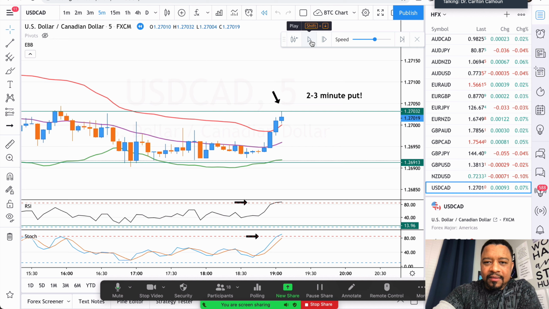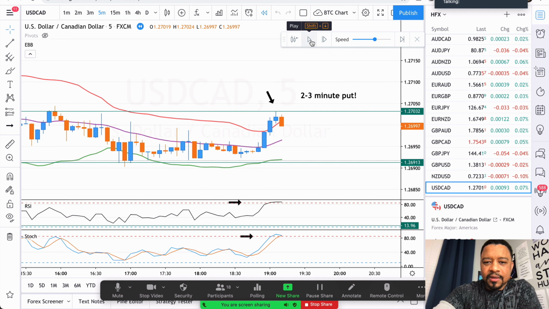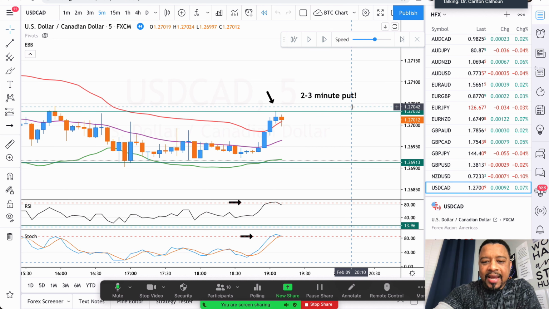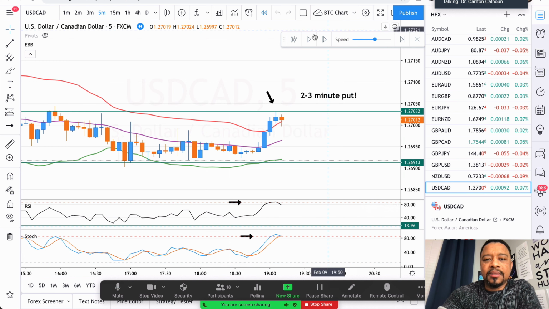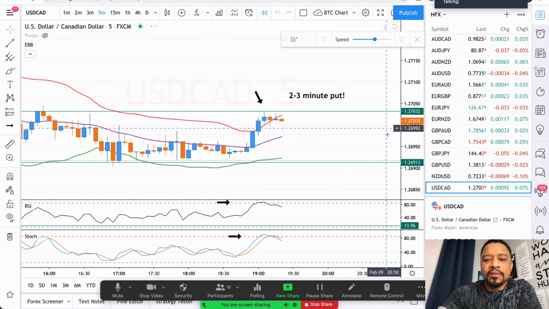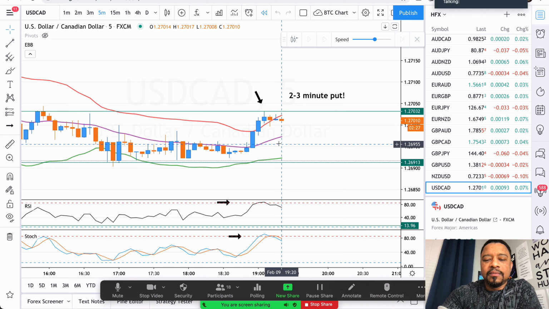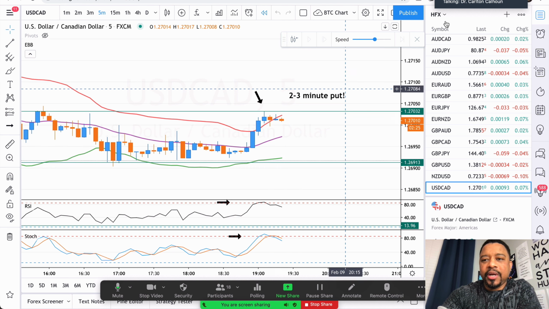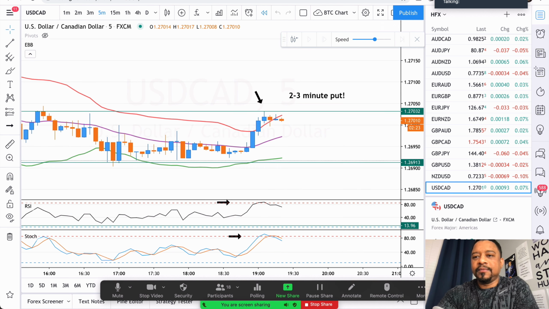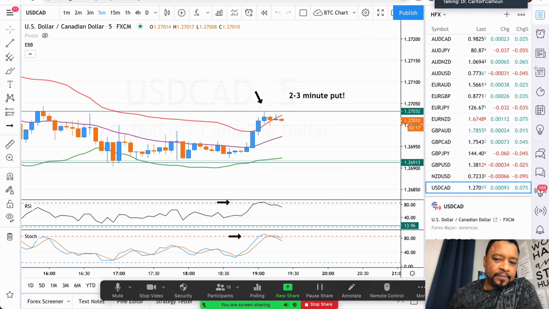When I get that, I'm in on that next candle. Period. Because my conditions are met. That's a clear trade. Everybody tracking so far? Yep.